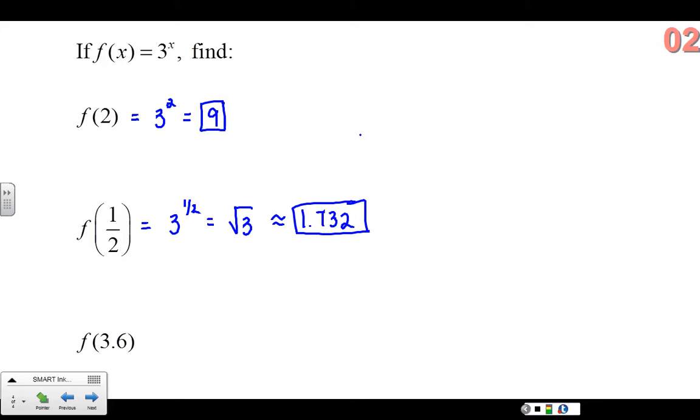Find f of 3.6. Now I will need a calculator to do that. So 3 to the power of 3.6. I'm going to use an approximation here because we're probably going to get a decimal on our calculator. If you remember your exponent key on your calculators, mine that I'm using right now has the button y to the x. Some of you may have the caret key that's used for exponents as well. So to enter that, I would say 3, hit my exponent key, 3.6, equals, and in this case, I got 52.196.